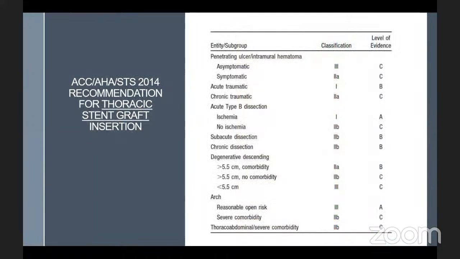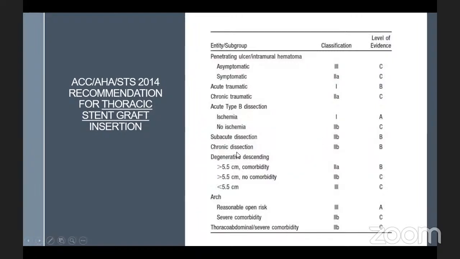This is also the same guidelines. If it is asymptomatic, it is class 3 indication for intervention. If symptomatic, class 2A indication. If traumatic, class 1 indication. If chronic traumatic, class 2A indication. Type B dissection, if it is with ischemia, is class 1 indication for intervention. If no ischemia, class 2B indication.